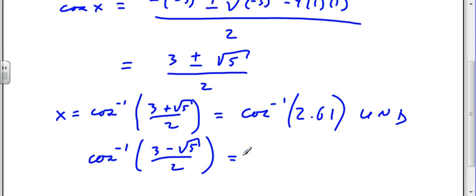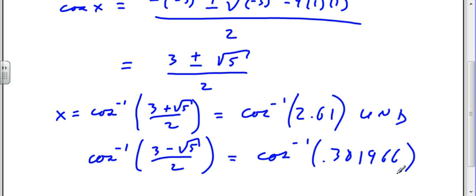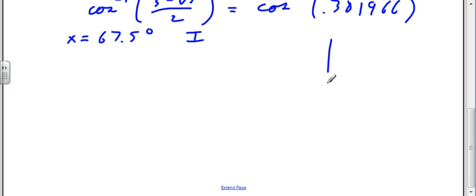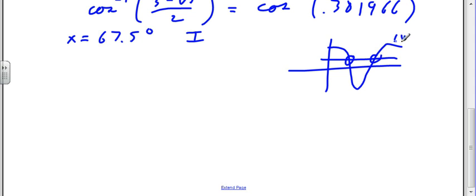All right, so 3 minus the square root of 5 divided by 2, which is going to be the arc cosine of 0.381966. All right, and then I'm going to go and take arc cosine of my answer, and I end up that x is going to be 67.5 degrees in the first quadrant. Okay, then I ask myself, so the positive answer isn't there, so that means I only have a second quadrant answer to look for. No, this is cosine. So I'm looking for a first and a fourth quadrant answer. Okay, so there's my first quadrant answer. My fourth quadrant answer would be 360 minus the answer.